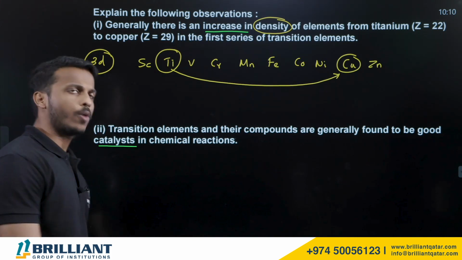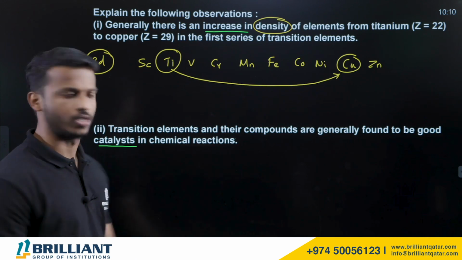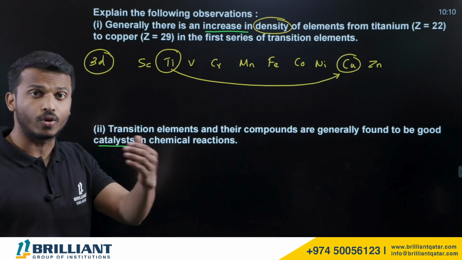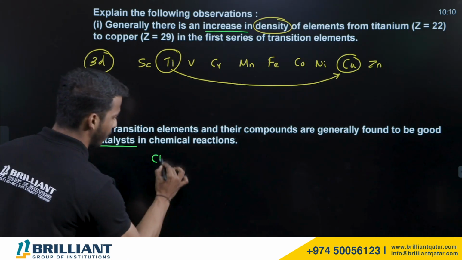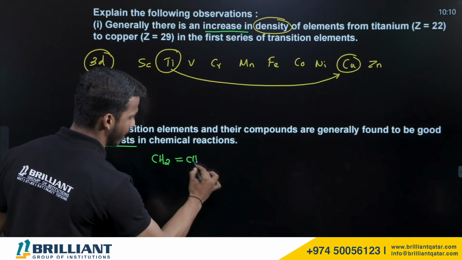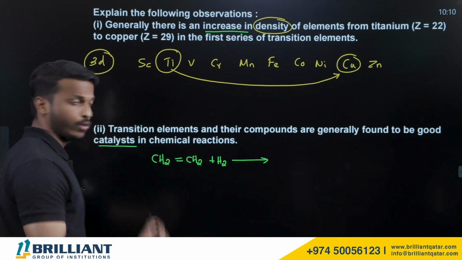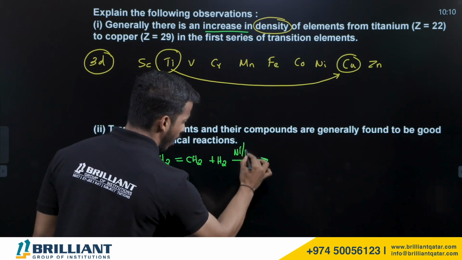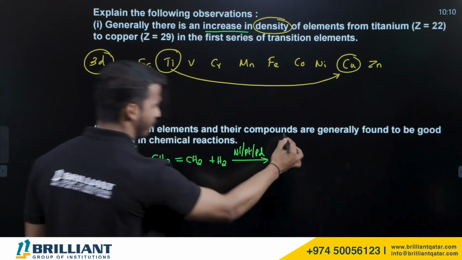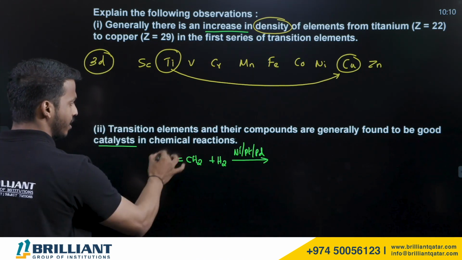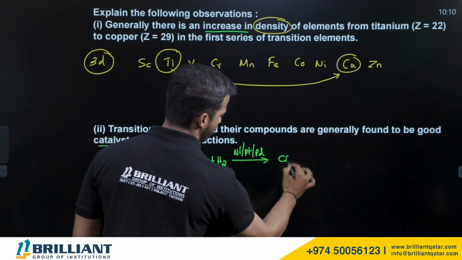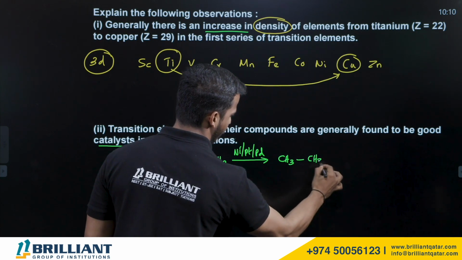Normally, during the hydrogenation process, what is meant by hydrogenation? Addition of hydrogen. For example, take ethene, an unsaturated compound, to which we are adding hydrogen. Normally we use a nickel, platinum, or palladium catalyst. What happens? Hydrogen is added to each carbon, and we get CH3-CH3, ethane.